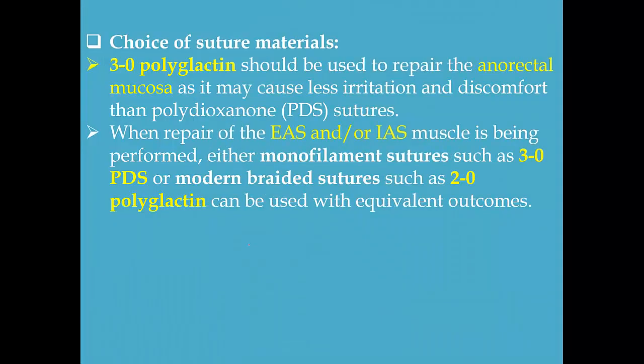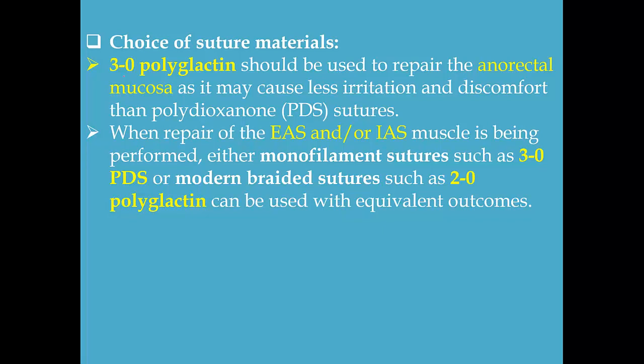So what is the suture material? 3-0 polyglactin should be used to repair rectal mucosa, and it may cause less irritation and discomfort than PDS suture. And when repair of the external anal sphincter or internal anal sphincter muscle is being performed, either monofilament suture such as 3-0 PDS or modern braided suture such as 2-0 polyglactin can be used with equivalent outcome.